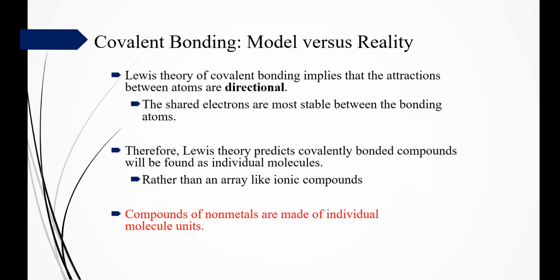The second part about Lewis theory is that it implies that covalent bonds are directional, so they're shared between two specific atoms, unlike an ionic bond, where it's an electrostatic attraction. That means Lewis theory predicts that our covalently bonded compounds will produce molecules instead of lattices, like an ionic one. And that's exactly what we see. Compounds containing just nonmetals generally make molecule units.